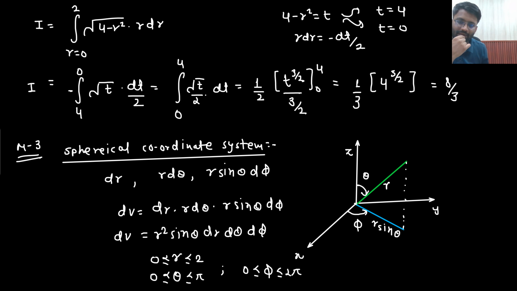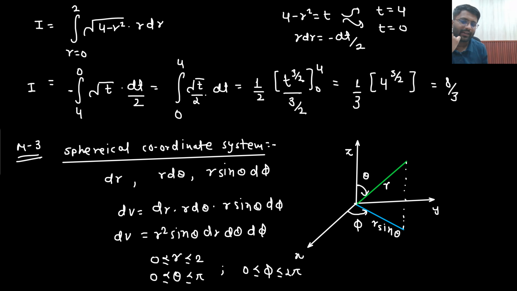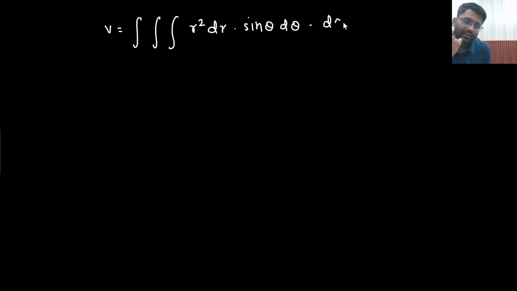So what will be the volume V? r square sin theta. First I am taking the limit of r, so I can write down r square dr. Then I will take the limit of theta, because all the limits are constant, no? All the limits are constant. And then I will take the limit of phi, so I can write down d phi.